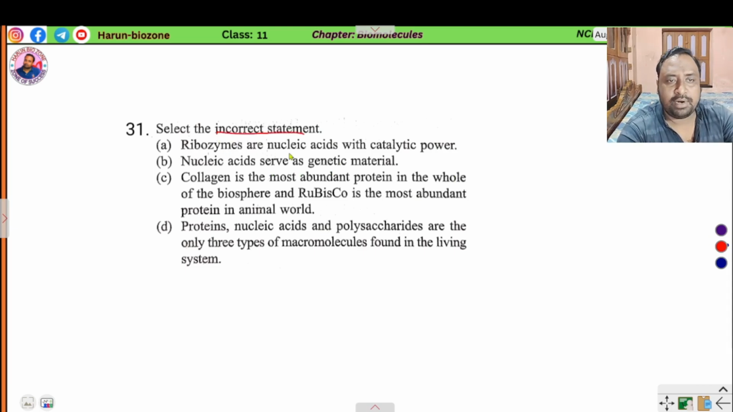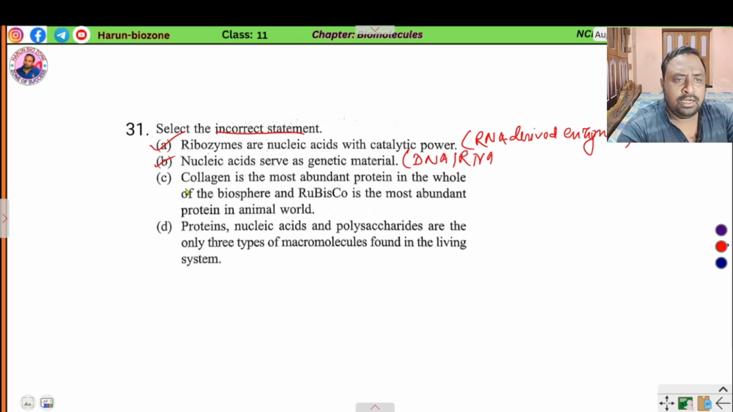Next question is, select the incorrect statement. Ribozyme is a nucleic acid with catalytic activity, an RNA-derived enzyme. This is the right option. Nucleic acid serves as genetic material, definitely, DNA or RNA. Collagen is the most abundant protein in the whole of the biosphere, and Rubisco is the most abundant protein in the animal world. Collagen is the most abundant protein in the animal world, no problem. But Rubisco is a type of enzyme in plants.